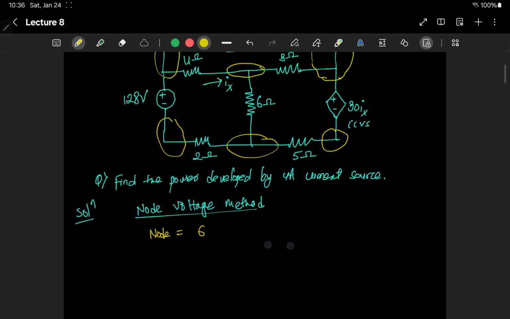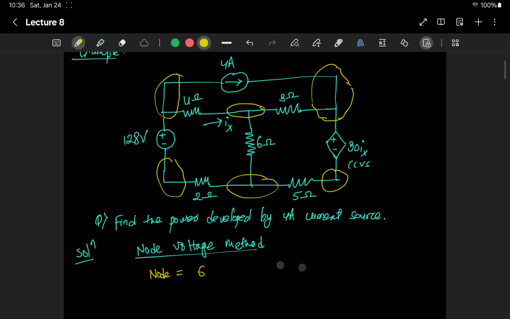If we are doing the node voltage method, what do you think will be a good choice for the reference node? This one here will be a good reference node, because if we consider Vref equals 0, then we'll at least have one more node with known voltage, which will be this node. So this is the one, and here it will be 128 volts.